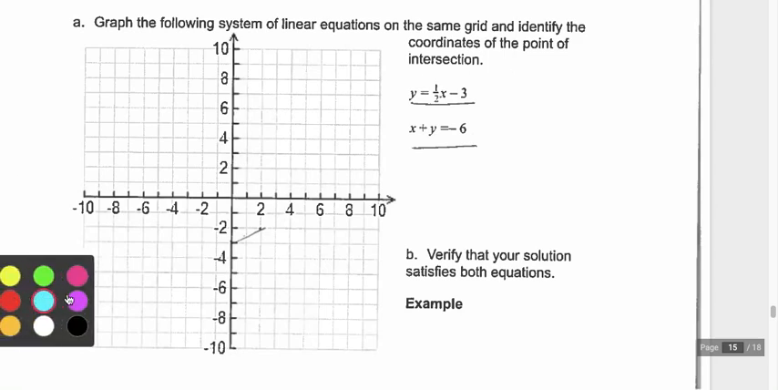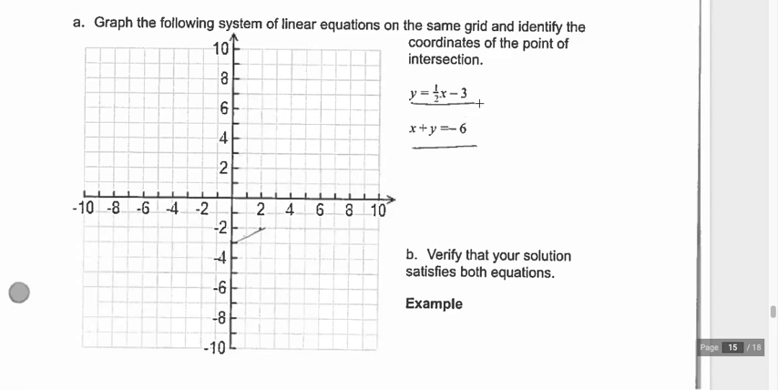Let's go. This blue I can't really see, so let's look at this one here. Let's go through this here. So what I have here is this guy and this guy, and we're going to say do they intersect. First thing I want to do is rewrite this. I don't like that way. I want to write this in y equals mx plus b form, so I'll bring the x over, and I end up with this. And then this one is this.